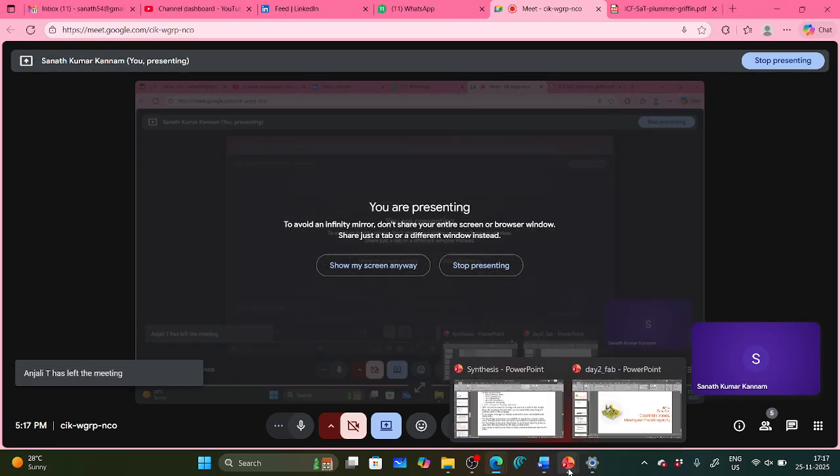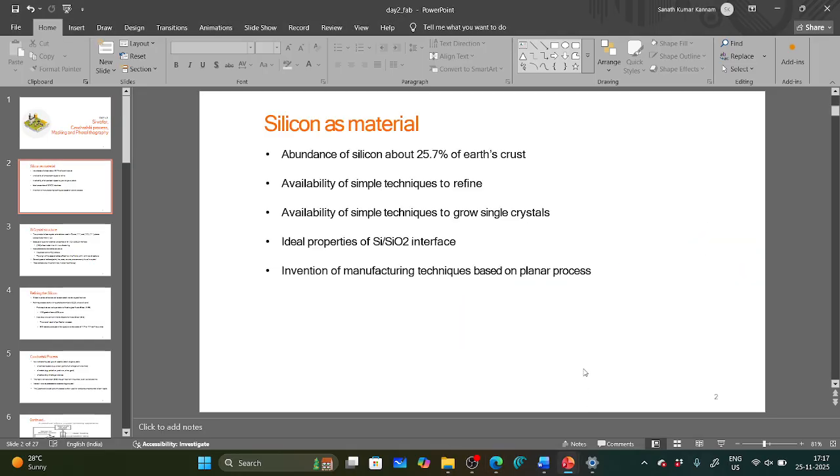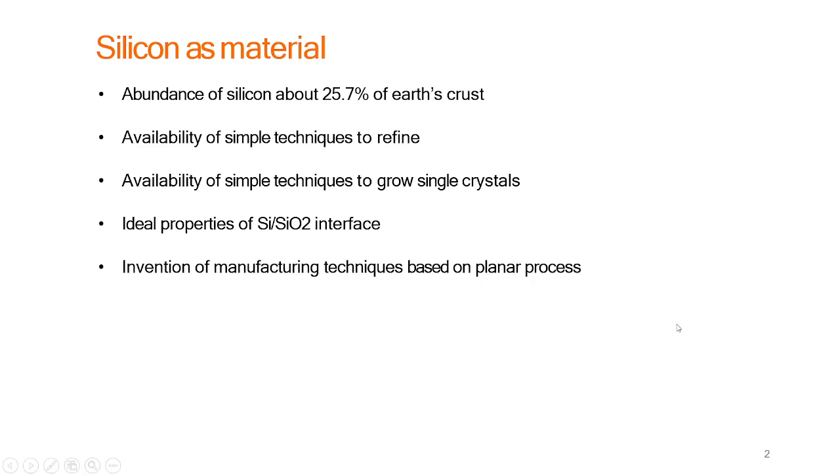So that is a silicon wafer. So why silicon? Silicon is abundantly available.